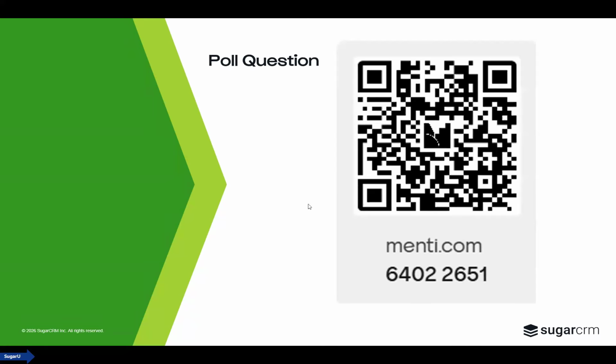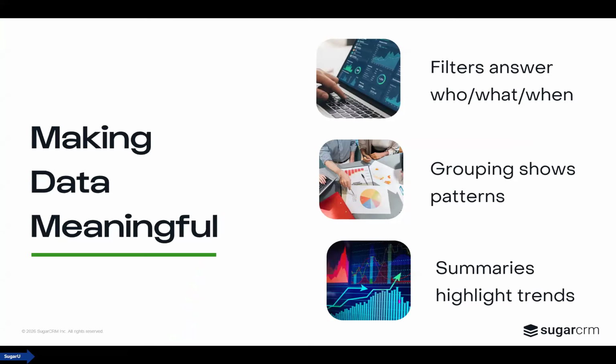Let me go back to the slides here: making data meaningful. That's why we have filters. The filters are going to answer who, what, and when. So instead of having all of the contacts or all of the opportunities that have ever existed, no matter what stage or status they're in, we're going to say, I don't want all of them. I want a subset of that.